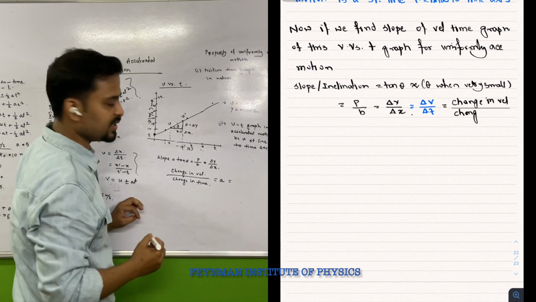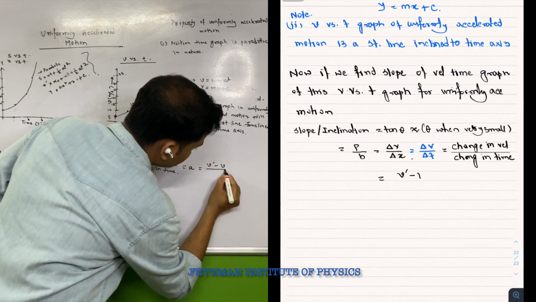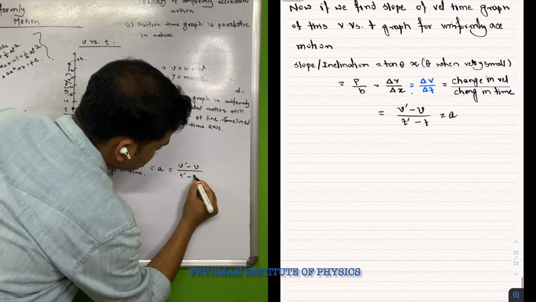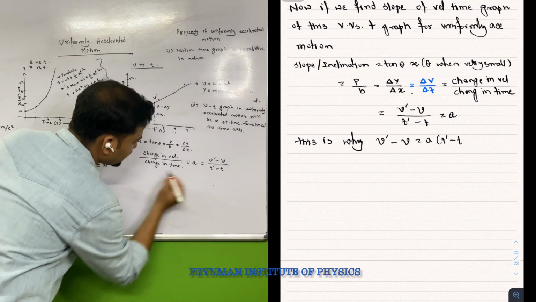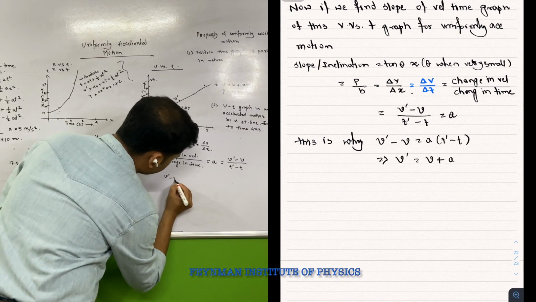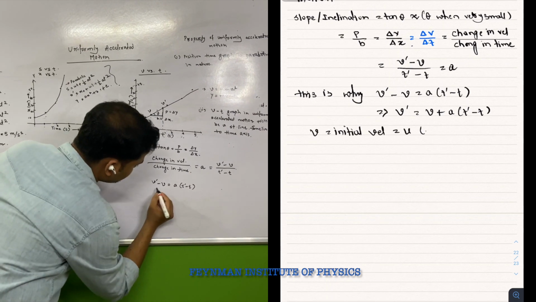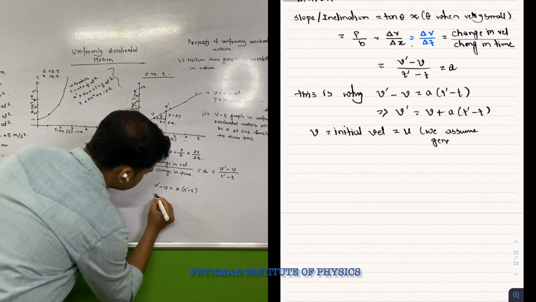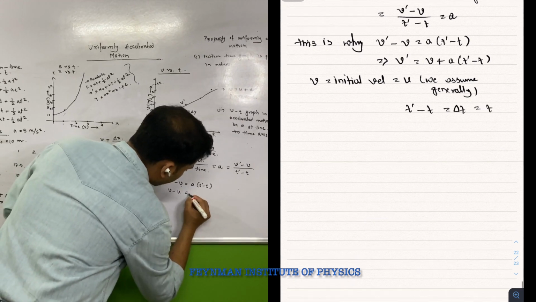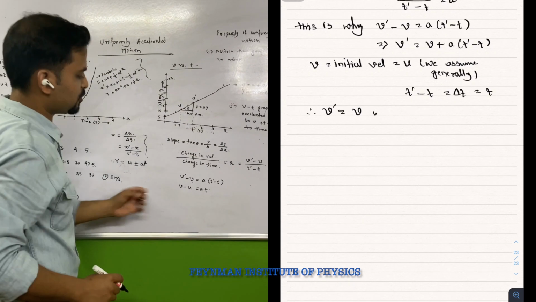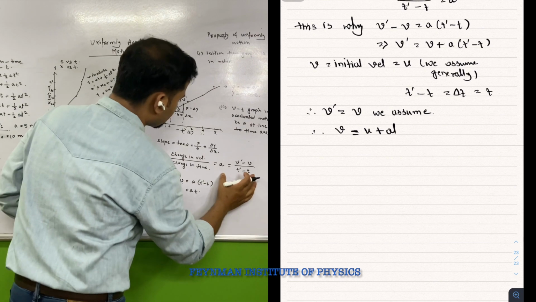So acceleration is change in velocity, that means final velocity v prime minus initial velocity v, divided by change in time, that is t prime minus t. That's why we are getting the equation v prime minus v is equal to a into t prime minus t. So this v is the initial velocity; we generally denote the final velocity by v and the initial velocity by u, and t denotes the change in time actually. So v minus u is equal to at. That is our equation.